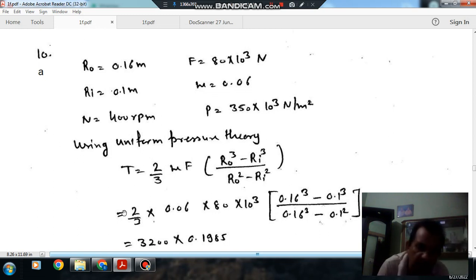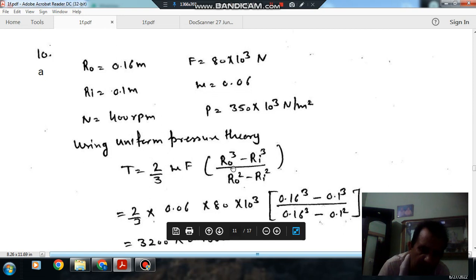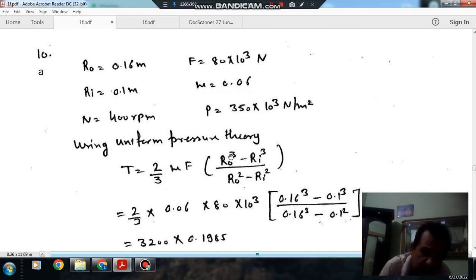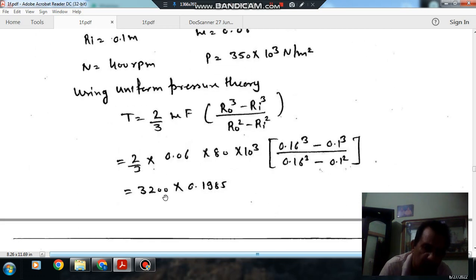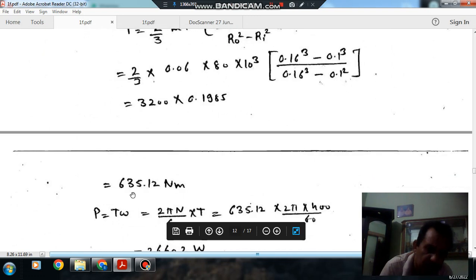The actual general formula is mu W into r equivalent, and in uniform pressure theory r equivalent is 2 by 3 into r naught cube minus r i cube divided by r naught square minus r i square. That is the r equivalent, multiplied by the load W and by mu. So that is the formula in uniform pressure theory. Now we put in the values and find the torque. So the torque comes out as 635.12 Newton meter.